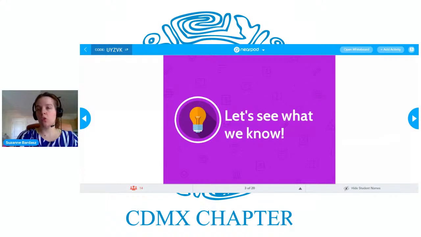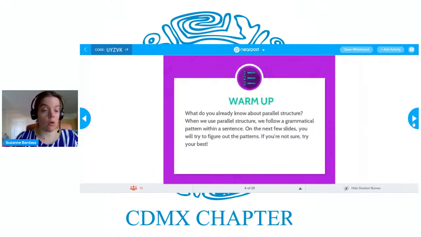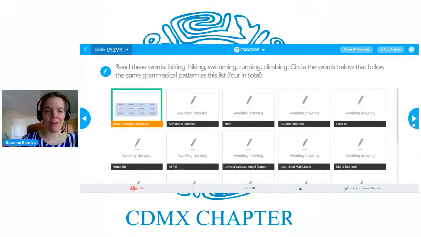The students who are watching this through their device, they see this on their screen as well. Okay, so we're going to see what we know about parallel structure. What we're going to do is learn about parallel structure. When we use parallel structure, we are following a grammatical pattern within a sentence. On the next few slides, we're going to try to figure out the patterns. And if you're not sure, just try your best. Okay, so we're ready? All right, here we go.